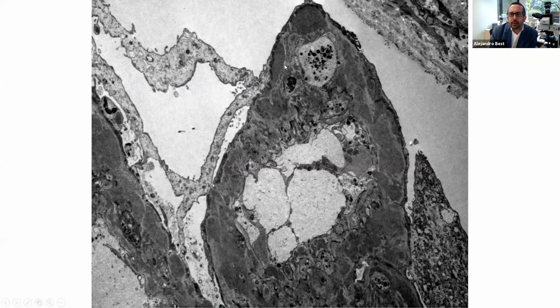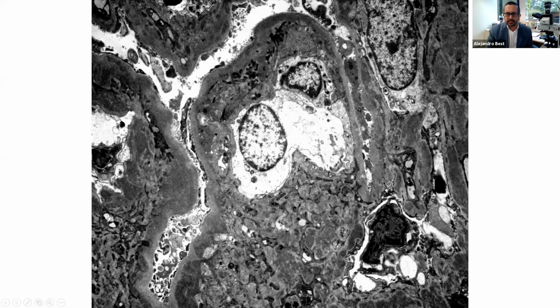But in addition to the subepithelial hump-like deposits, we have numerous intramembranous and mesangial deposits. We see new basement membrane formation. So this loop is packed with deposits. This is another area of the same glomerulus where we see the abundant mesangial deposits. We also see subendothelial widening with some endothelial deposits and new basement membrane formation.